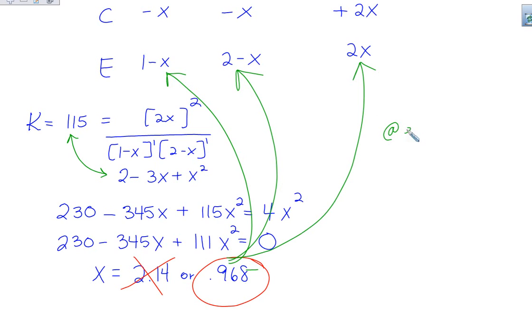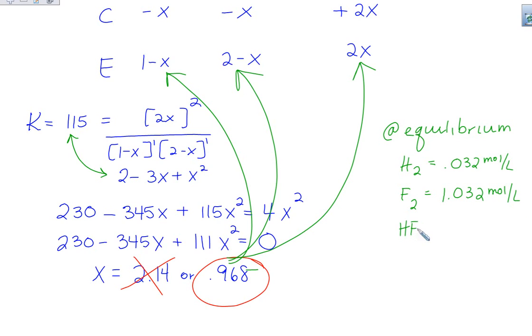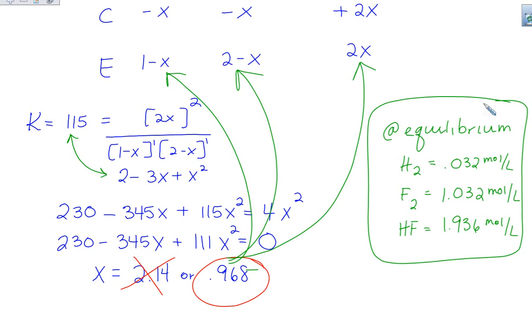So at equilibrium, my hydrogen will be small, 0.032 moles per liter. My fluorine, F2, is 2 minus x, so 1.032 moles per liter. And my hydrogen fluoride is 2x. All right, so 1.936 moles per liter. There they are. So again, just something to be aware of.